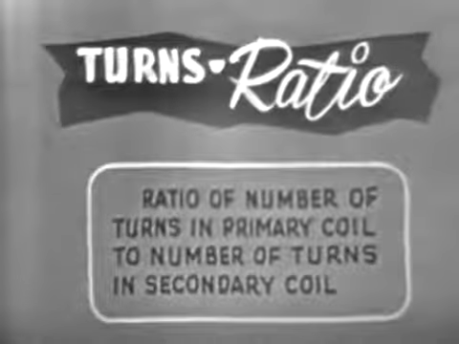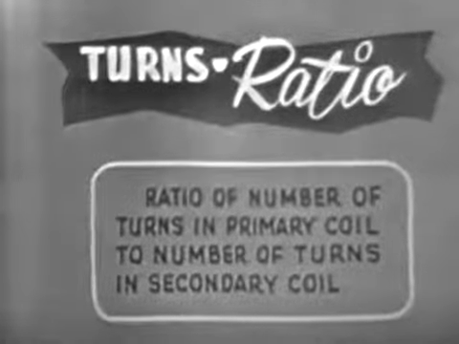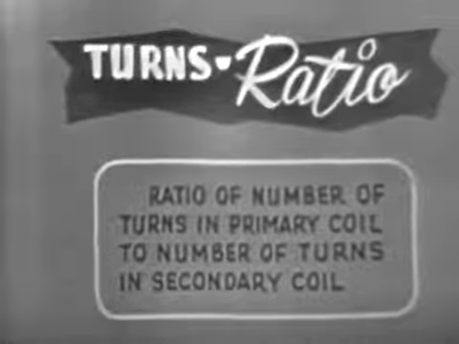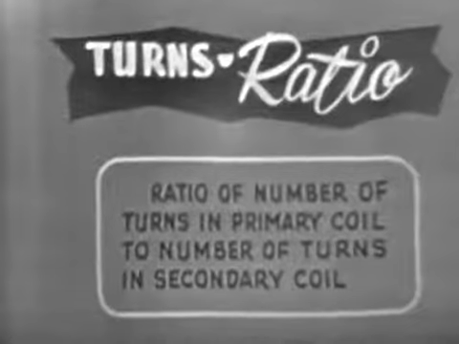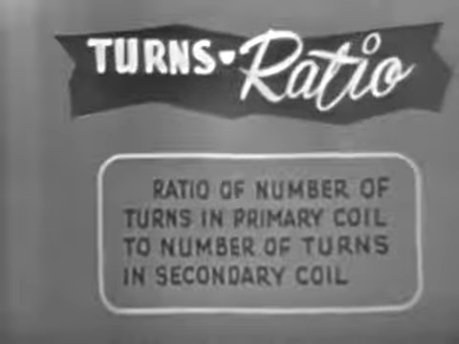As we said before, the transformer can step a voltage up or it can step it down. The voltage increase or decrease is determined by the turns ratio of the particular transformer. The turns ratio is the ratio of the number of turns in the primary coil to the number of turns in the secondary coil. For example, if the primary coil has 500 turns and the secondary 1,000 turns, twice the number of the primary, for a ratio of 1 to 2, let's see what happens to the voltage.